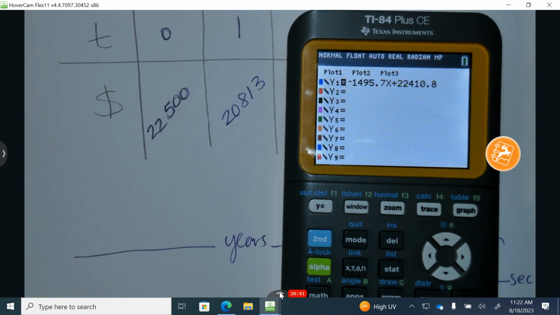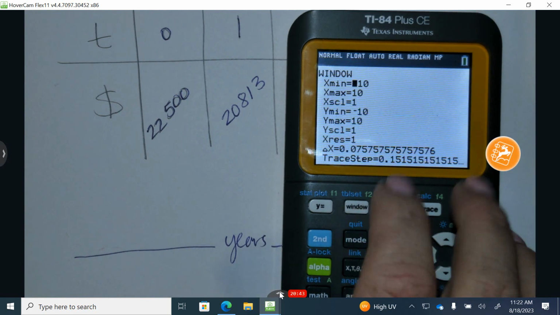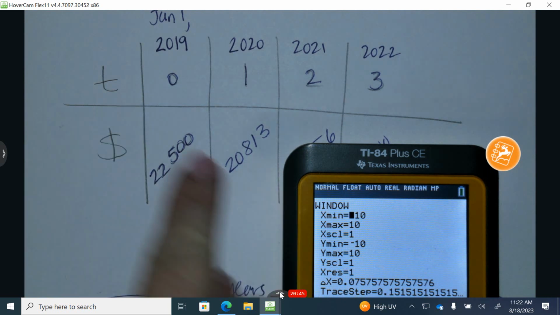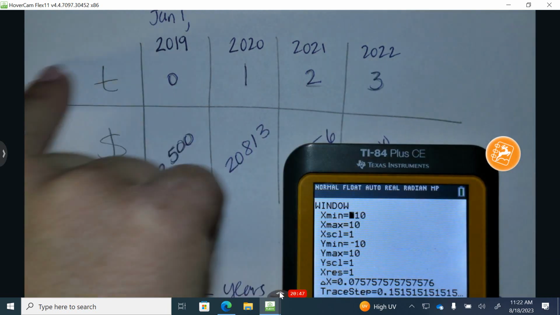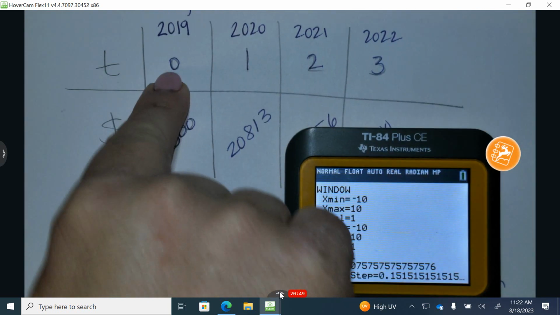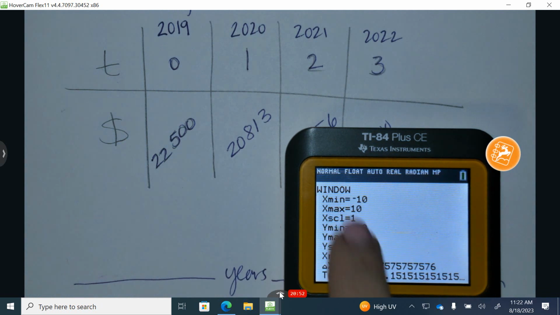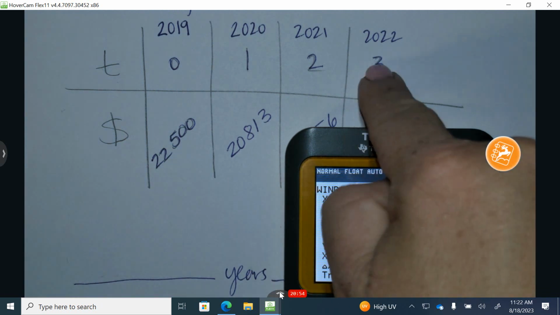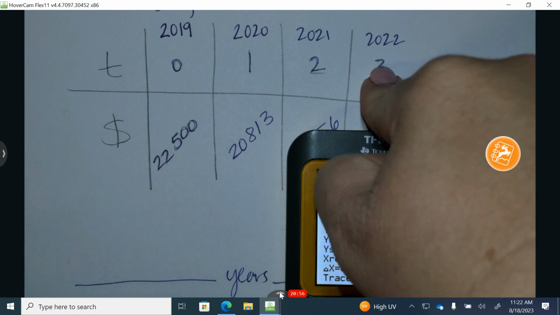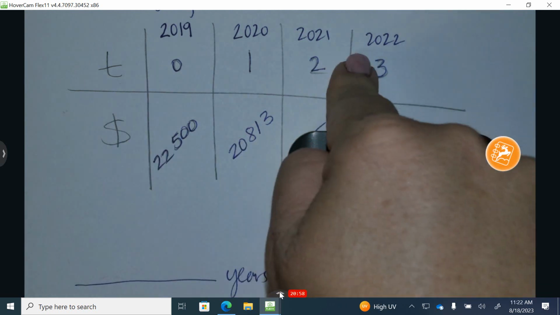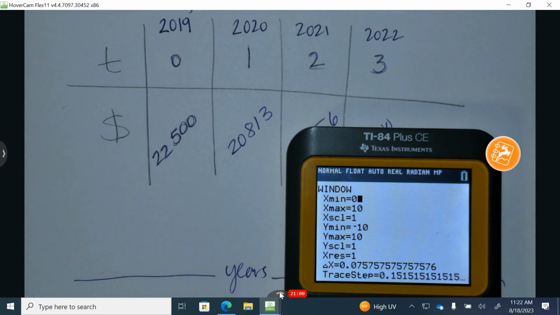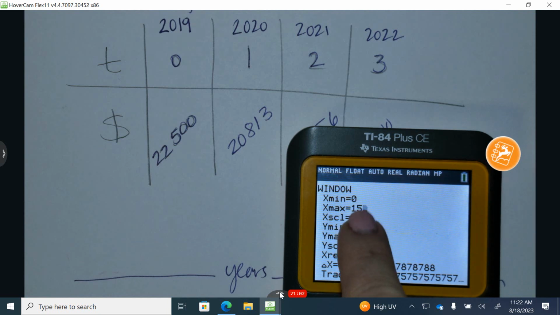Okay, now we need to adjust. Go to Window. Our X values are the only thing we're going to adjust. This is year 0, so we don't need negative. There's not going to be negative years. Put a 0 down. And I'm not going to stop at 3 because I may want to know the value of the car well past 3 years. Let's go out to 15 years. Let's pretend we're keeping this car for a long time. Please hit graph.